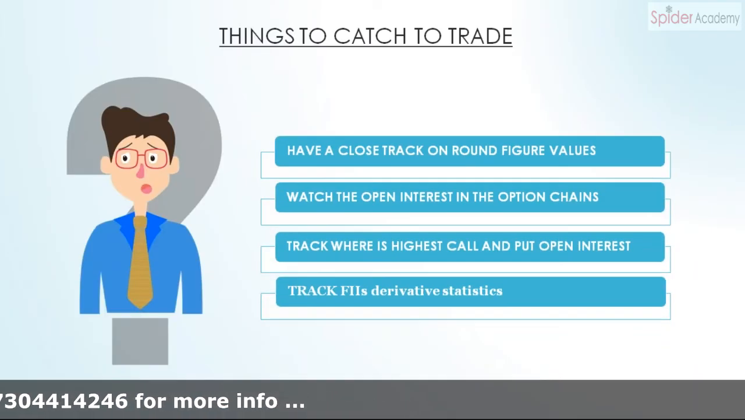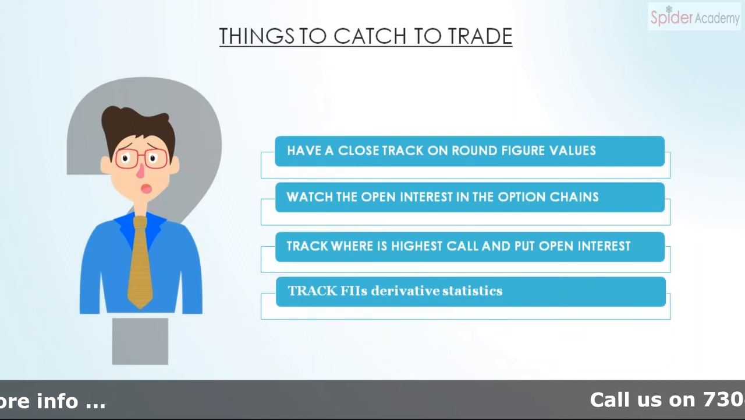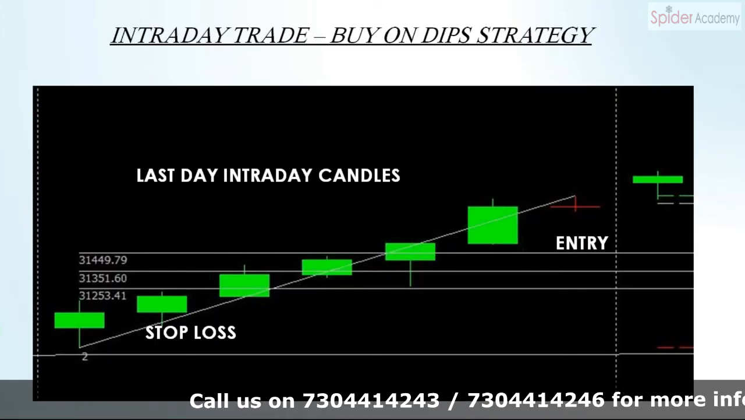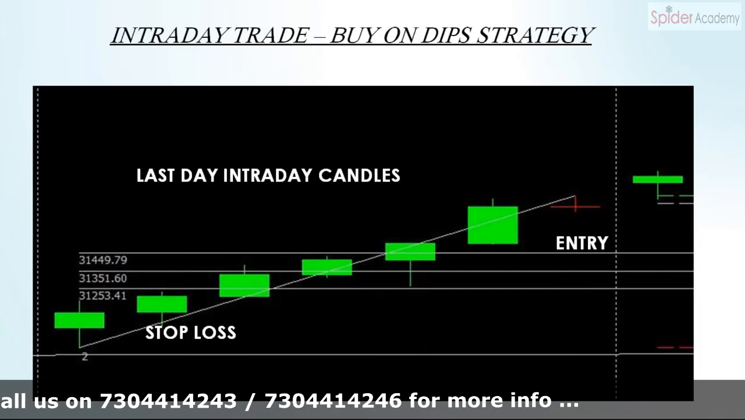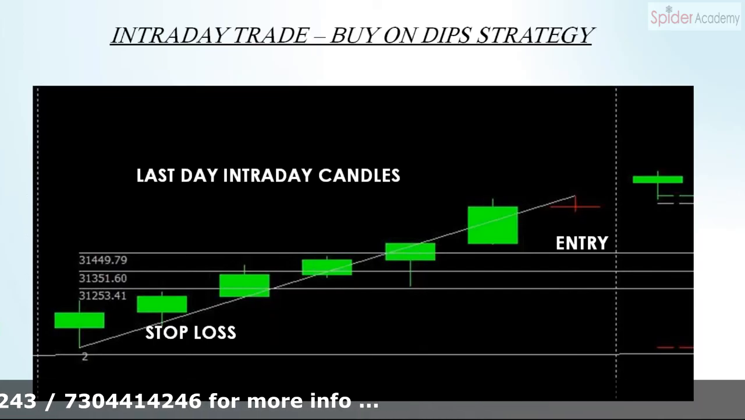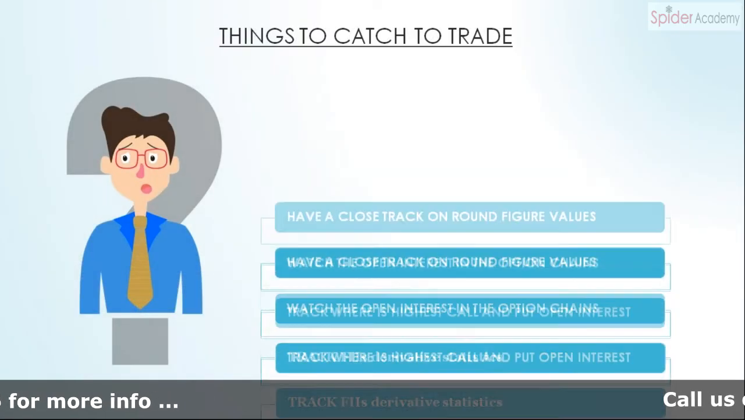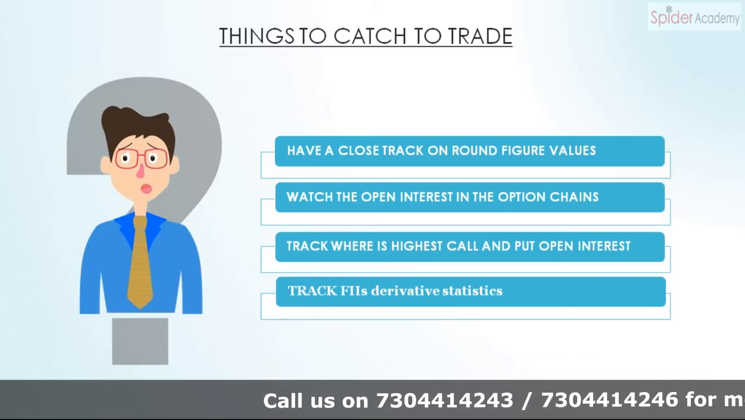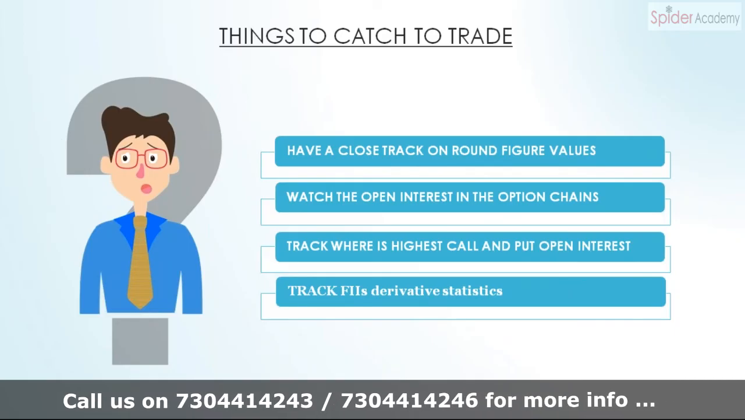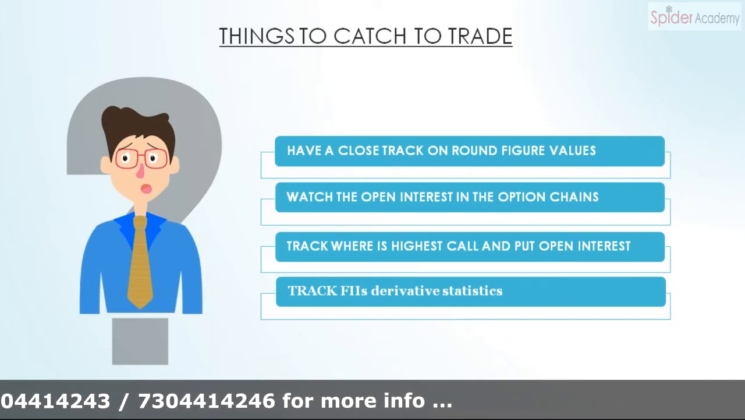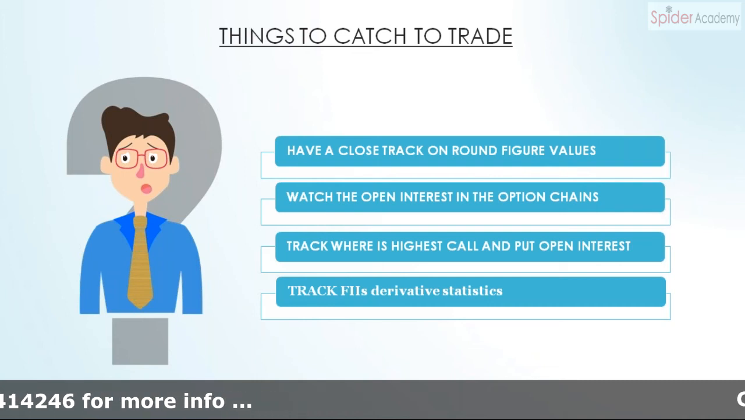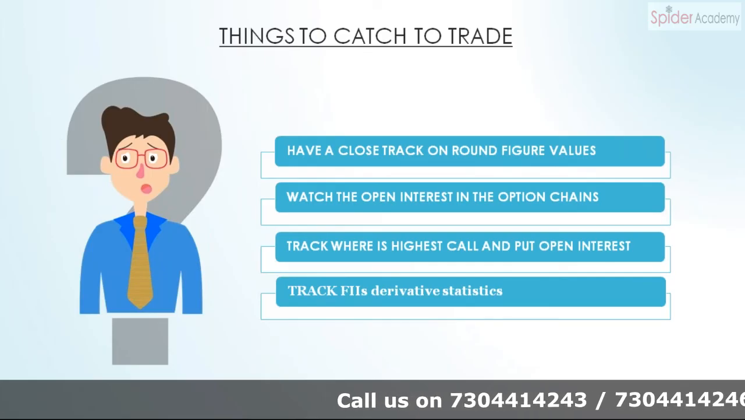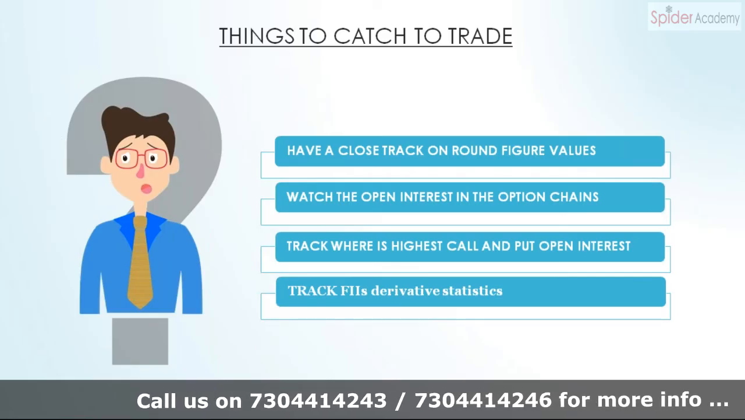Again, this is not related to any intraday trade, just for your knowledge. In this webinar, I wanted to discuss only these two conditions, because in the coming webinars we will discuss the next strategy, the next leg, what you have to do once you are thorough with this trade setup. Just for your information, always keep a close track of round figures, that is 30,000, 30,500, 31,000. Those will be the breakout levels. Watch the open interest in the option chain of Bank Nifty, track where the highest call and highest put writing is, and track FII derivative statistics. How to track it and how to do open interest analysis, we'll do in the next webinar. This is just for your information.